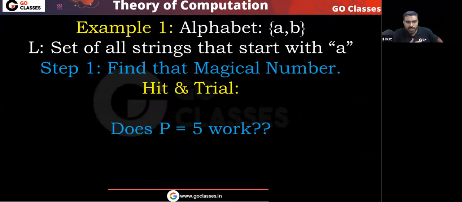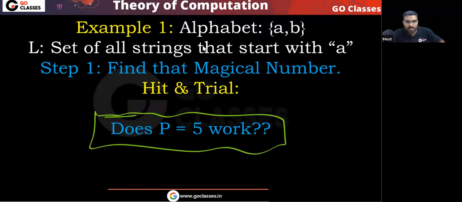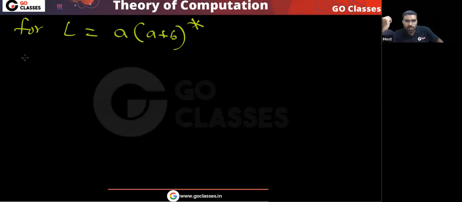Now let's see. If p equal to 4 works, then does p equal to 5 work? Will p equal to 5 work? Tell me. You know p equal to 4 will work for this same language. How can you guarantee that if p equal to 4 works, then p equal to 5 will work? This is your language L, a plus b whole star. Now, we know p equal to 4 works.